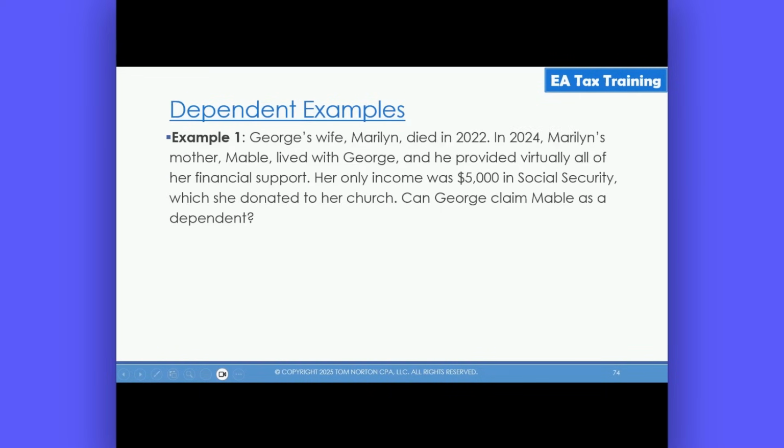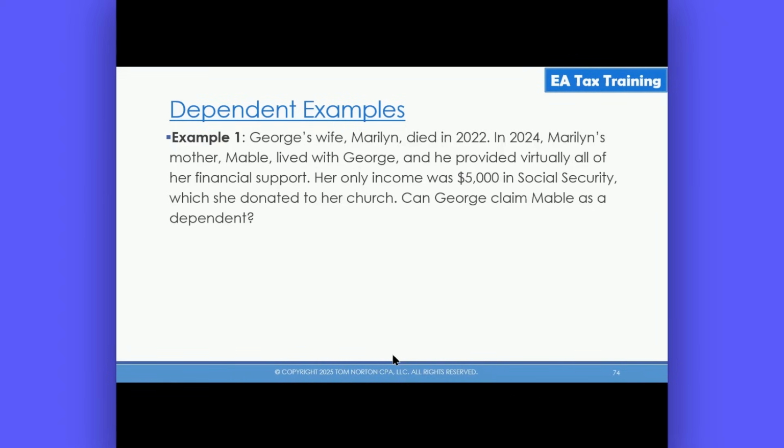Let us do a couple of examples for dependents. George's wife, Marilyn, died in 2022. In 2024, Marilyn's mother, Mabel, lived with George, and he provided virtually all of her financial support. Her only income was $5,000 in Social Security, which she donated to her church. Can George claim Mabel as a dependent? Well, what do you think?